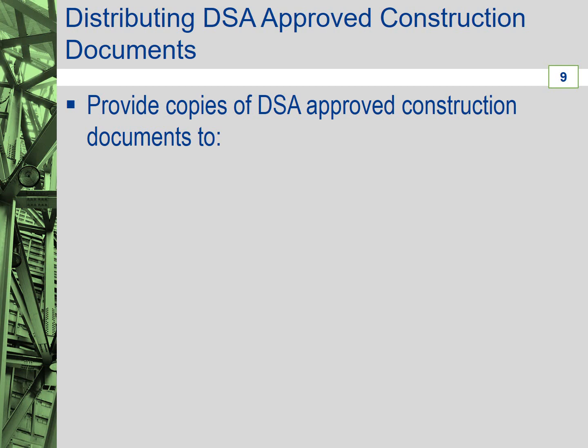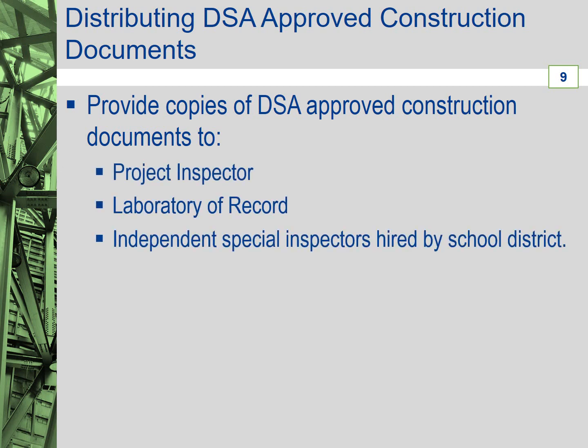The design professional must provide copies of the DSA approved plans, specifications, DSA 103, addenda, revisions, construction change documents, and deferred approvals to the project inspector, laboratory of record, and any independent special inspectors hired directly and independently by the school district prior to the start of construction.